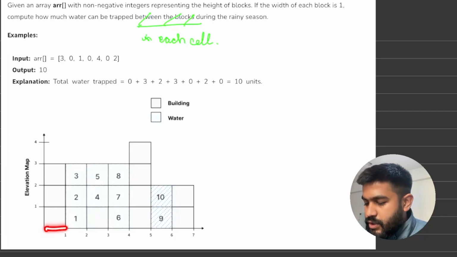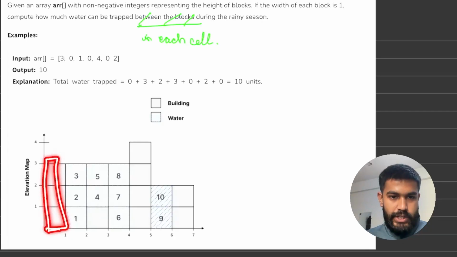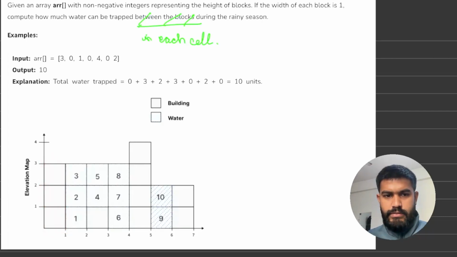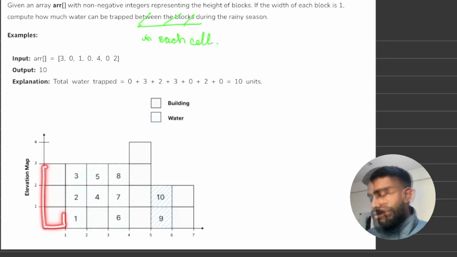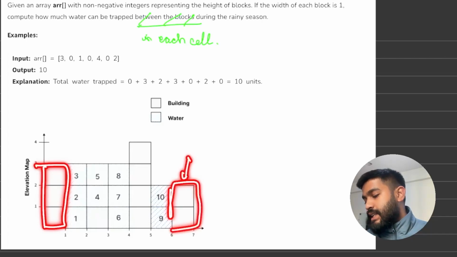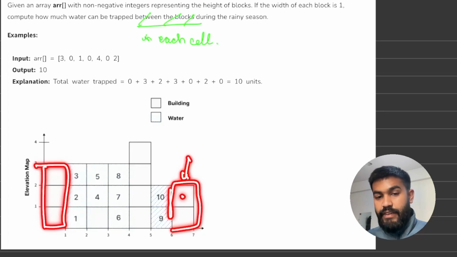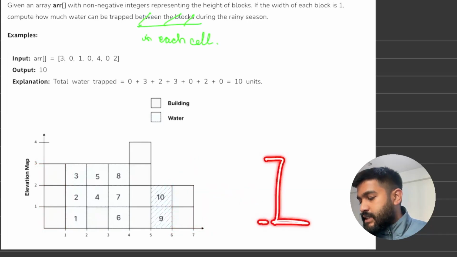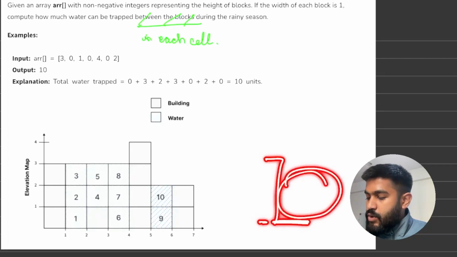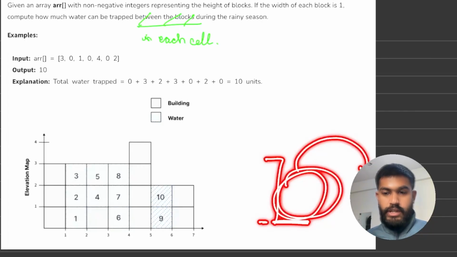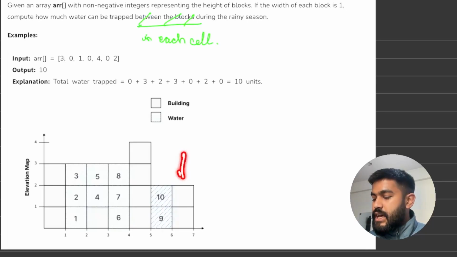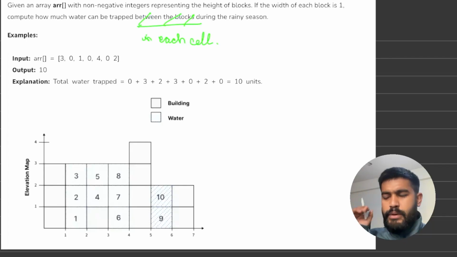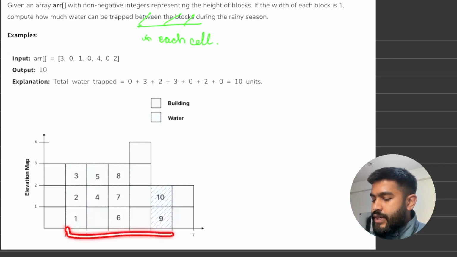So this can't trap any water. Why? Because the outer cell would always either hold a blank, even if it is blank. Let's say this is a wall and this is a blank space, still it can't hold any water because there is no boundary. So one important observation is that the boundary cells can't contain any water, so we can just ignore the boundary cell. Now our point of concern is this one.